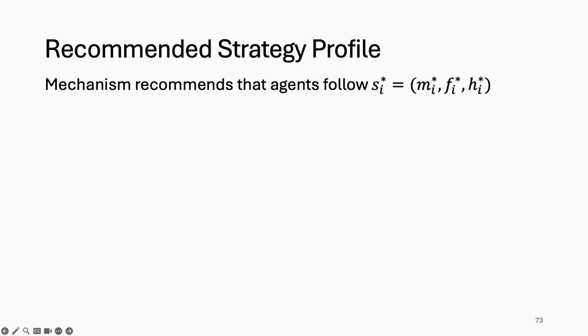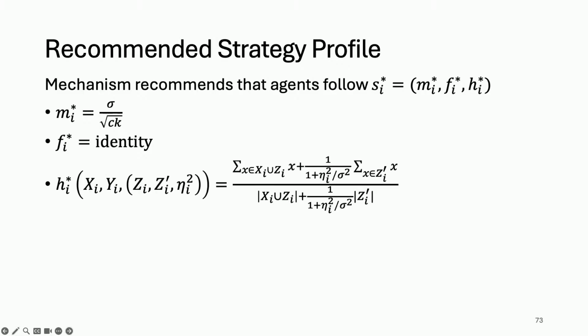And then the mechanism will recommend every agent to follow a strategy. S star I, well, the M I star is the exact amount that in the optimal collaboration they want everyone to contribute. And the submission function F sub I star is the identity function, which means truthfully report your data, and don't fabricate. And then let the estimation function be the weighted average, where the weight is reduced for the corrupted data.